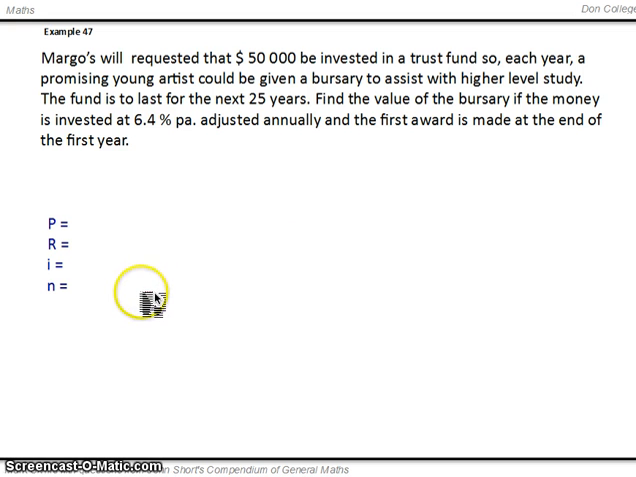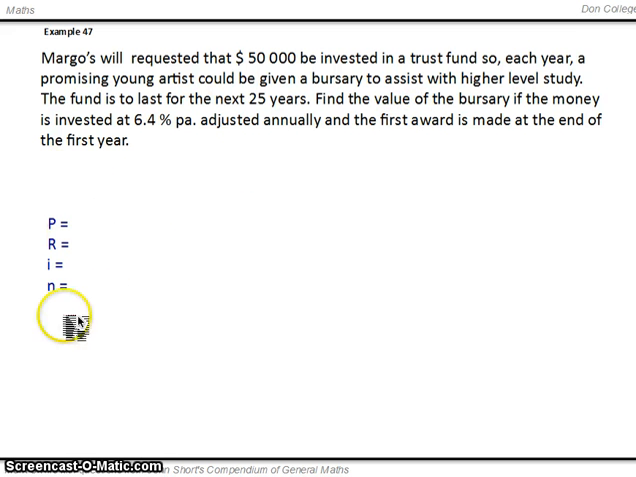So here's an example. Margot's will requested that $50,000 is invested in a trust fund, so each year a promising young artist will be given a bursary. A bursary is like a grant. It's free money which is given to a person, often for study and things like that. So in this case we've got it for assistance with higher level study. The fund is to last for the next 25 years. Find the value of the bursary if the money is invested at that rate, compounded annually. And the first award is made at the end of the first year.